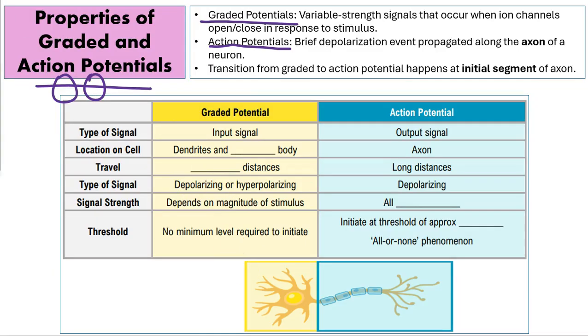Now, graded potential is only going to happen in certain areas. It's only going to happen with the dendrites, as we see here, and the cell body. It's only going to happen when you have a stimulus or input to some kind of response in the cell itself. So that stimulus is going to go to our dendrites. Our dendrites are going to move that signal to the cell body.